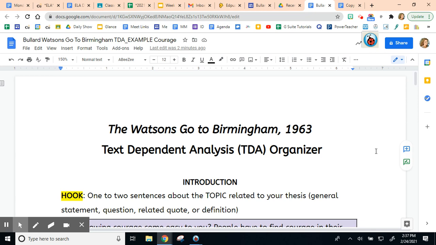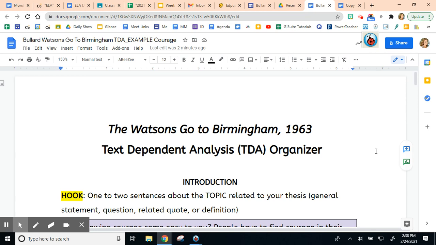All right, so The Watsons Go to Birmingham 1963 is the text that you're going to be writing an essay about. So we call this a text dependent analysis, or TDA. And you're going to be putting down your ideas in this organizer as we go through the essay. Today, we're just going to focus on the introduction, which is just one paragraph. We'll get into the body and conclusion later.